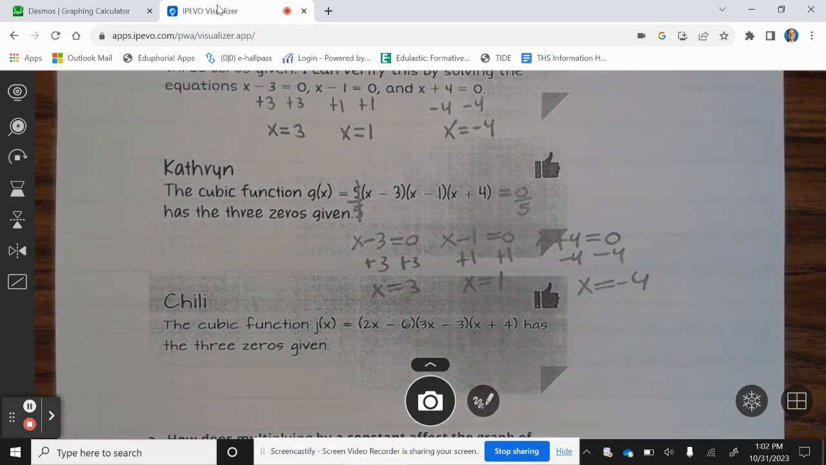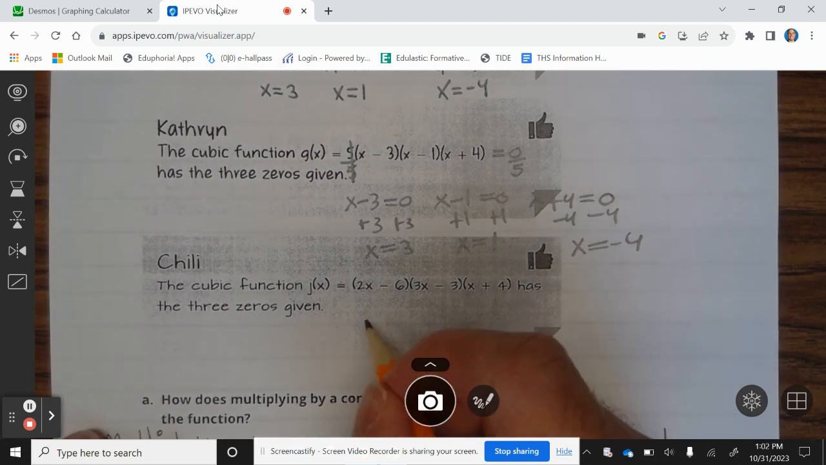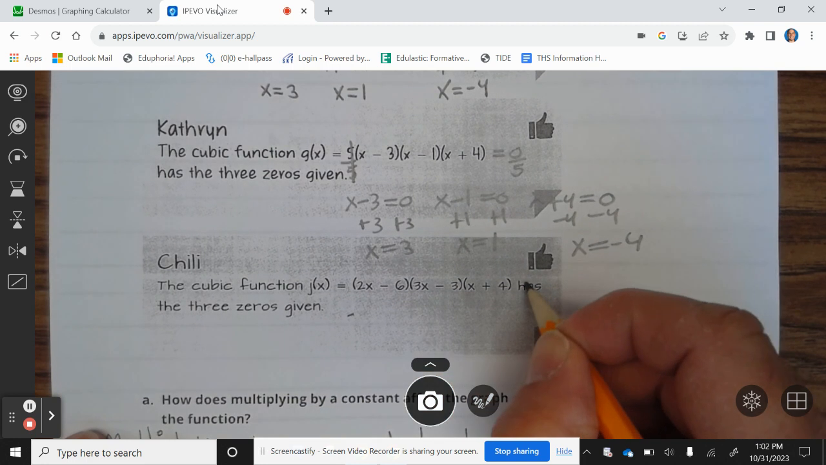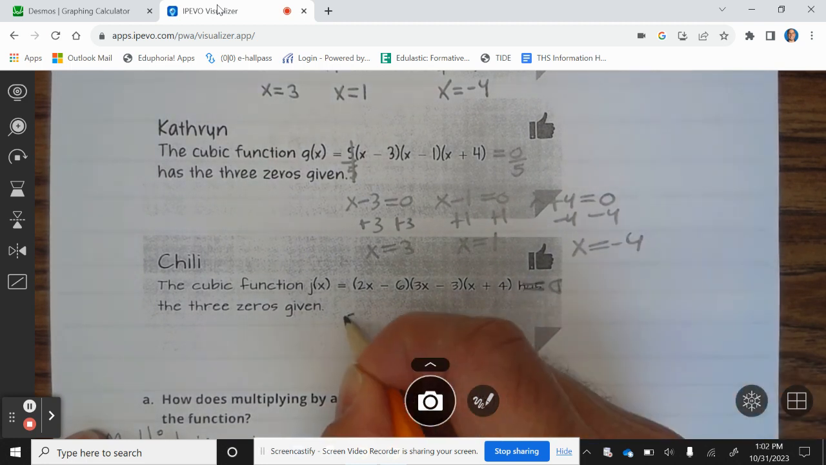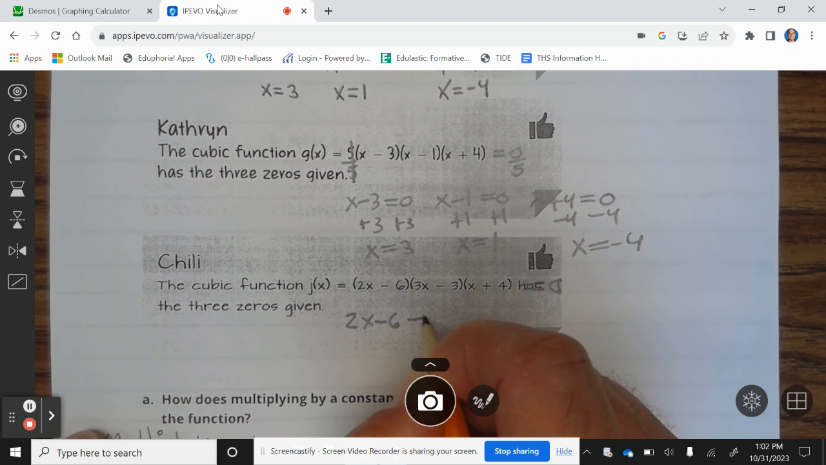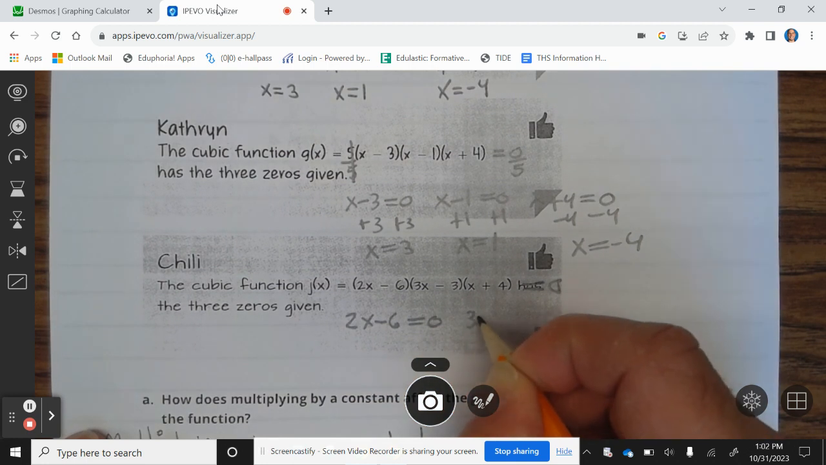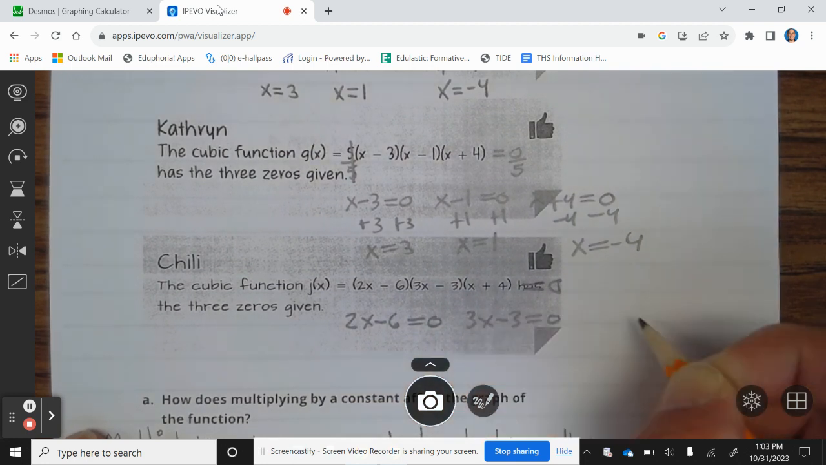Okay? Chili says the cubic function j of x is 2x minus 6 times 3x minus 3 times x plus 4 has 3 given zeros. Okay, and let's take a look. Let's set this equal to 0. So 2x minus 6 equal to 0, 3x minus 3 equal to 0, and x plus 4 equal to 0.